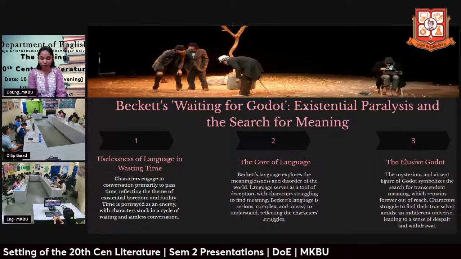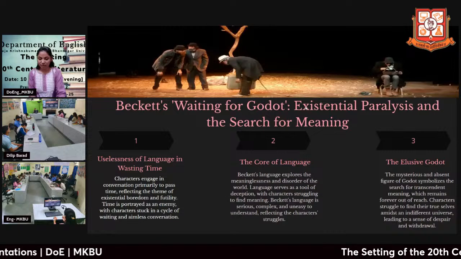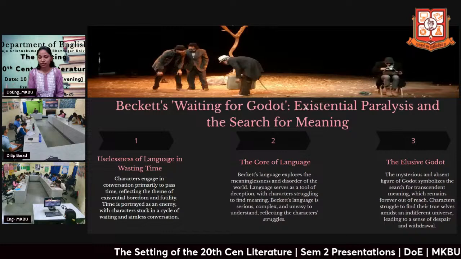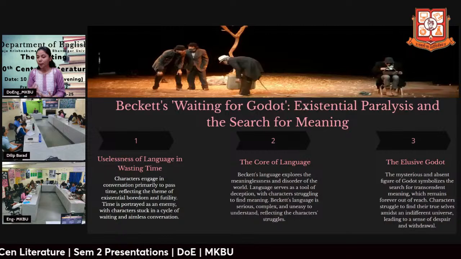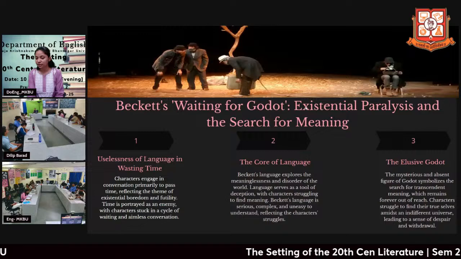Beckett's language is serious, complex, and uneasy to understand, reflecting the characters' struggle with the elusive Godot. The mysterious and absent figure of Godot symbolizes the search for transcendent meaning, which is forever out of reach. Characters struggle to find their true selves amid the indifferent universe, leading to a sense of despair and withdrawal.